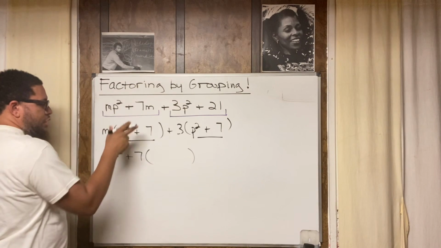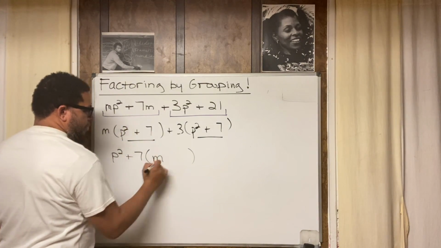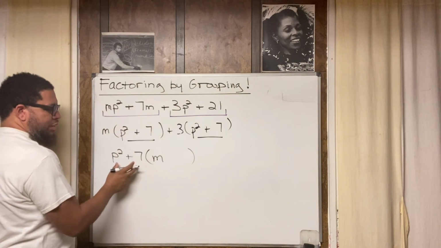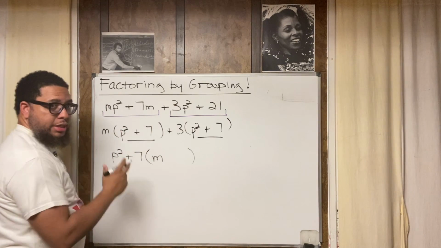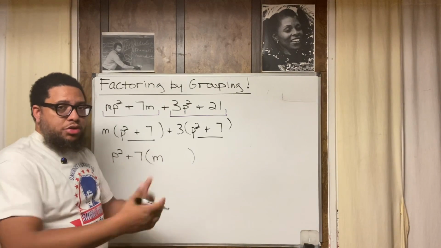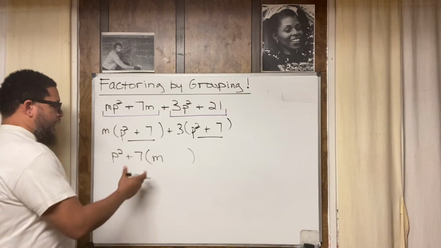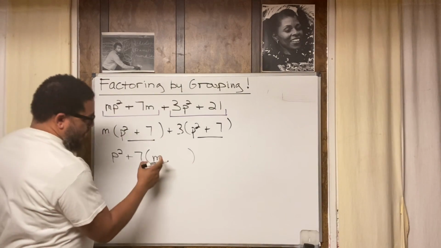Then what goes inside the parentheses? You take this term divided by p squared plus 7. What do you get? Just M. Why? Because p squared plus 7 divided by the p squared plus 7, that part becomes positive 1, because you're dividing something by itself. Whenever you divide something by itself, your quotient is always just going to be 1. So that's 1, and that M is still there. So M times 1 is M.